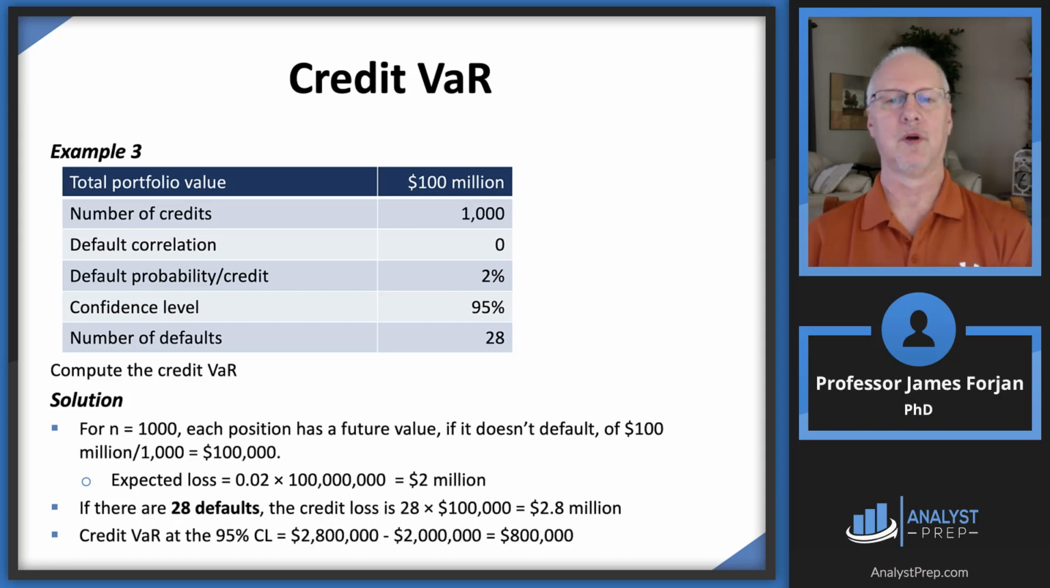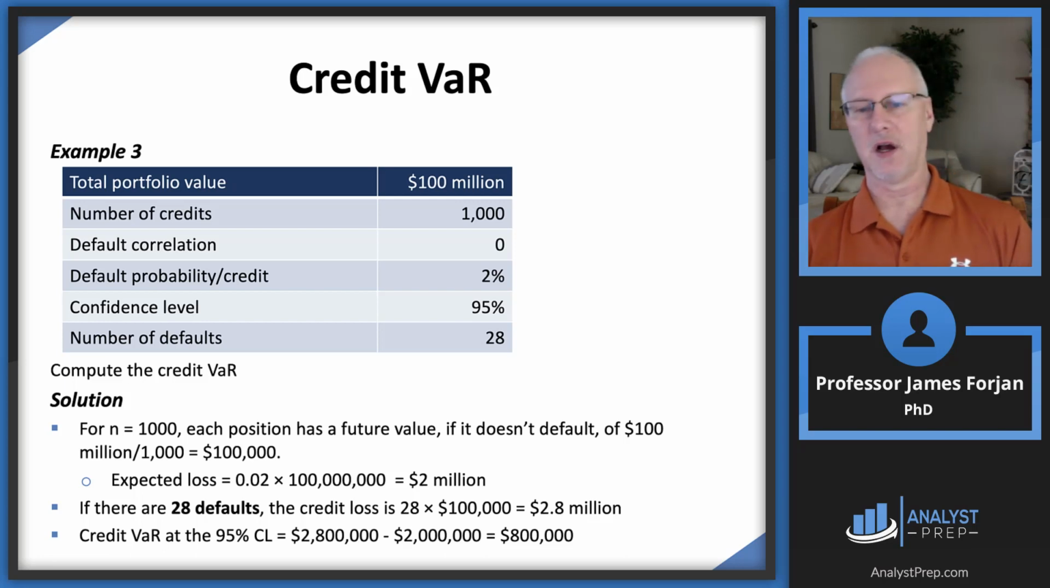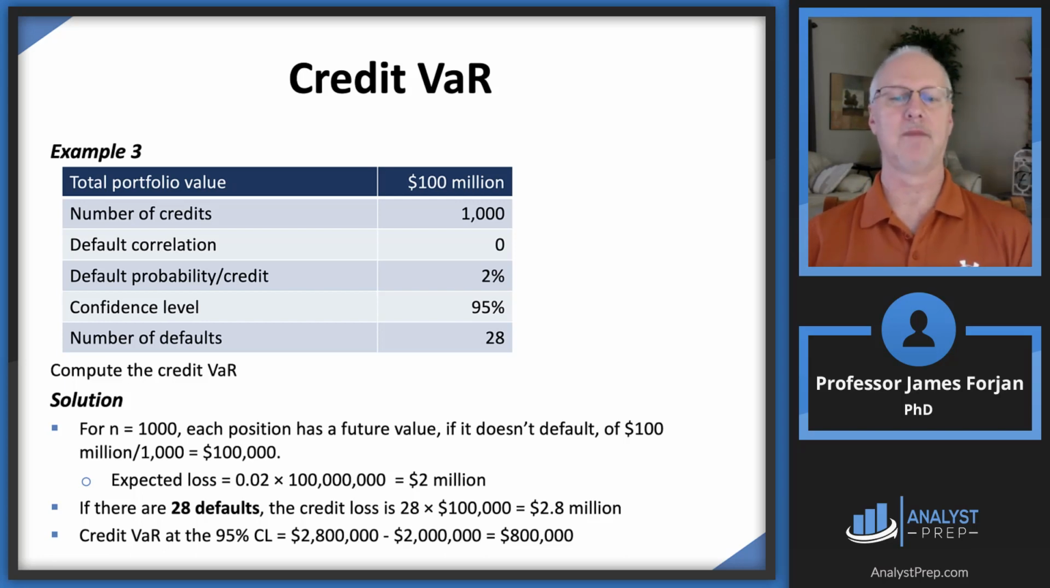Now let's quickly go through an extreme example. Let's suppose that we're up to 1,000 credits. We've got some big mutual fund or some big pension fund, and that default correlation is 0 now. And we've got the same 2%, same 95%, but the number of defaults rises to 28. So that credit loss now becomes the 28 times the $100,000 per individual credit, which is 2.8 million. Subtract that 2 million of expected loss, and now that credit value at risk is down to $800,000. And so this begins to address that one learning objective about the granularity.